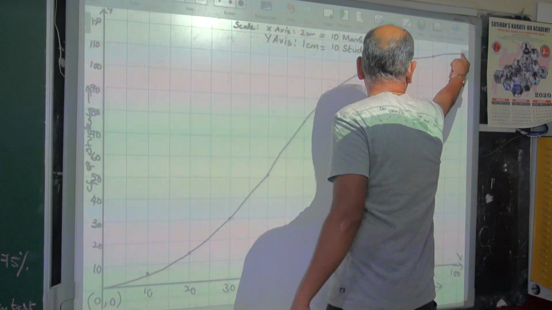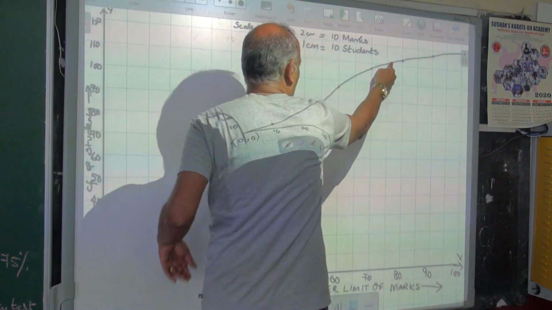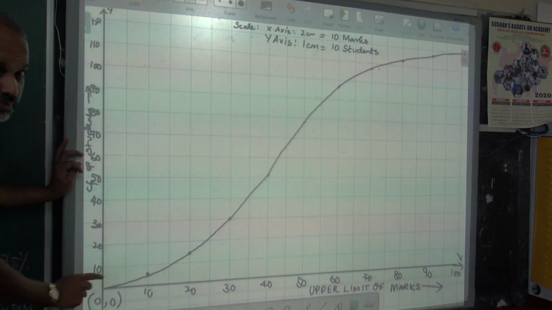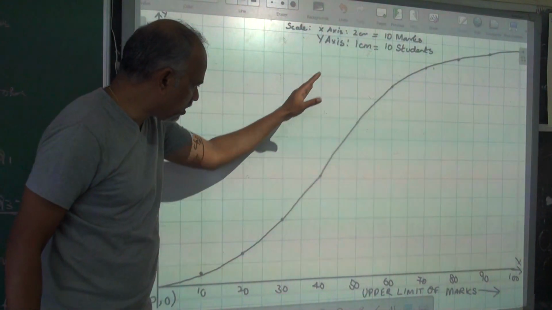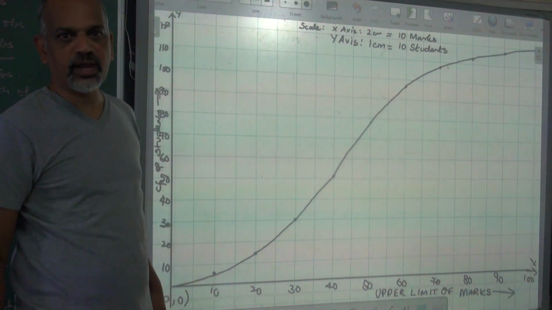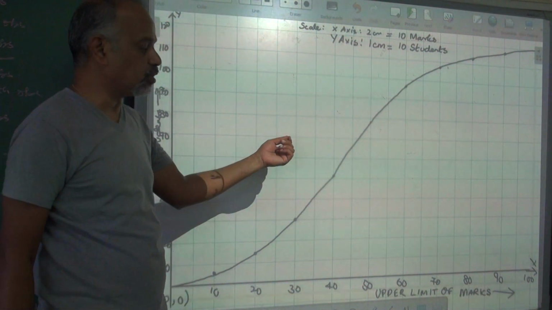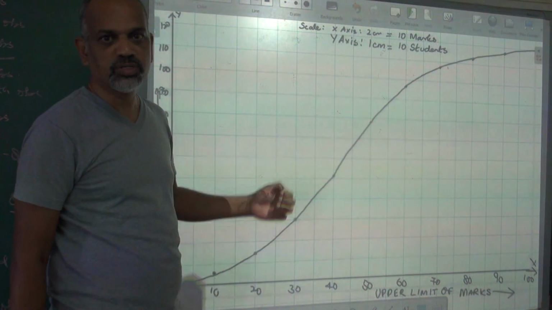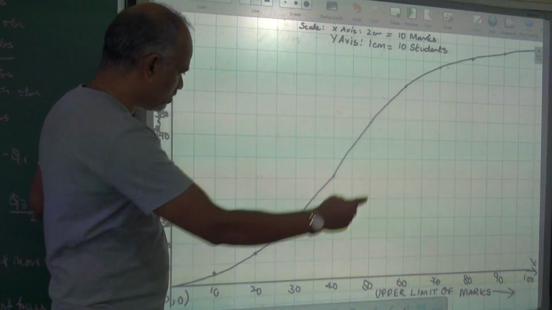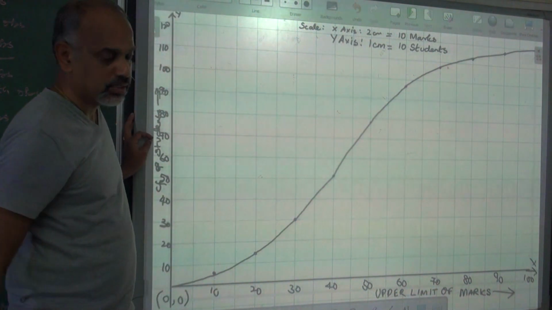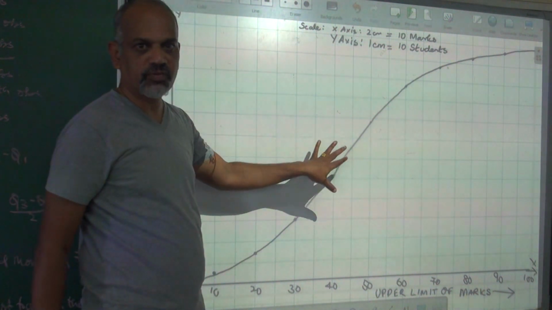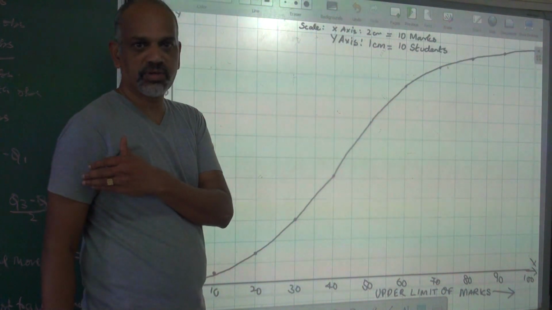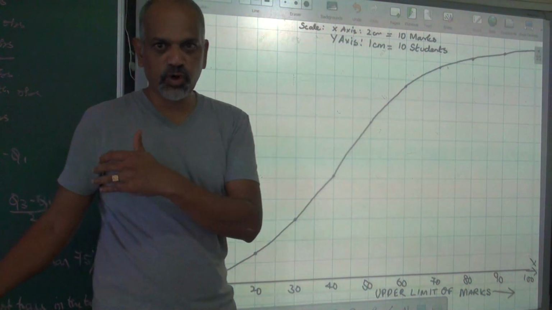So starting from that first point 120, you keep joining these points and take them down. The curve that you got here is called an ogive. As I said, it's also called the cumulative frequency curve, and it is also called an S-shaped curve because it looks like an S. So this is the ogive that we are going to use to find all the possible values that I have written there. So let's go to the green board.